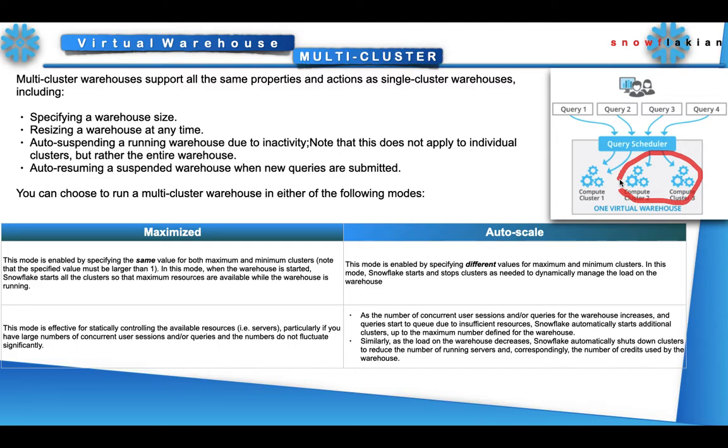So it will grow when there is a peak load and it will shrink automatically when there is no load, when there is very little load. If the incoming data can be handled with only one cluster, the other clusters will be automatically stopped. If there is a huge load coming in, then new clusters will start up. So this is called the auto scaling option.